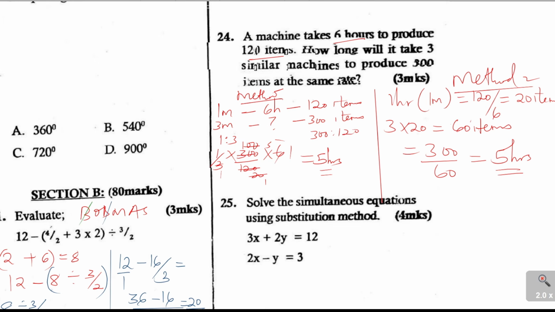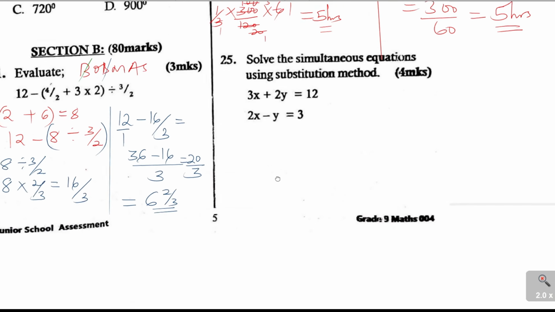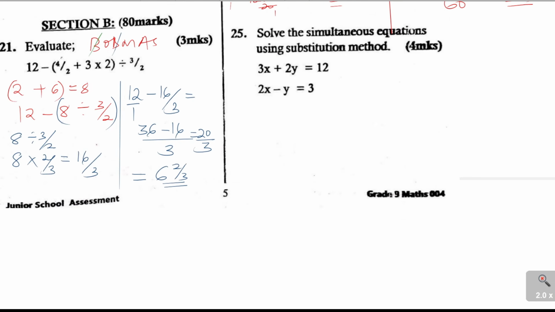Question 25. Solve the simultaneous equations using a substitution method. So you need to be very keen here to follow the method that you're given. You're supposed to use the substitution method and not any other method. When you look at the 2 equations, the one that you can work out easily to substitute is the second equation, where you can make y the subject.